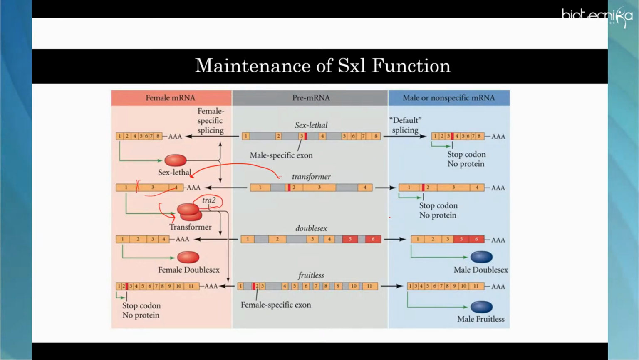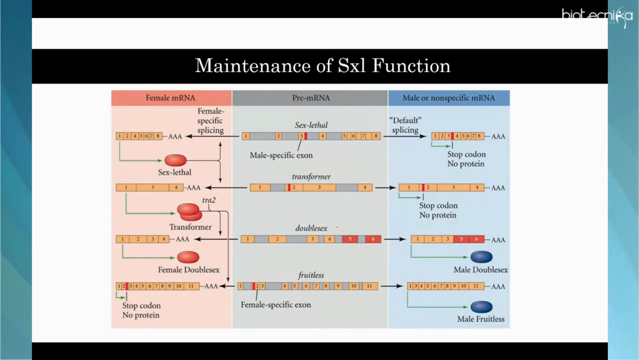Now TRA2 will be present in both male and female. But TRA2 should form a complex with transformer protein in order to splice the doublesex in a sex specific manner. Male doesn't have transformer synthesized. So even if TRA2 is there, it cannot form a complex. And that is why the doublesex goes for a male specific splicing. And if transformer is synthesized in females, along with TRA2, they form a complex and they will go for female specific splicing.